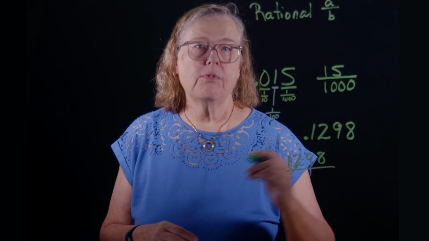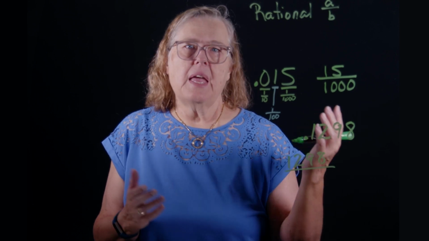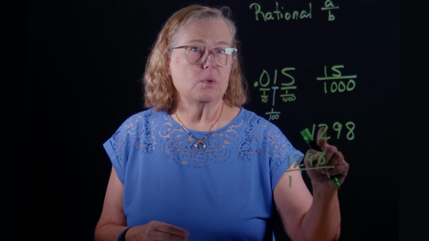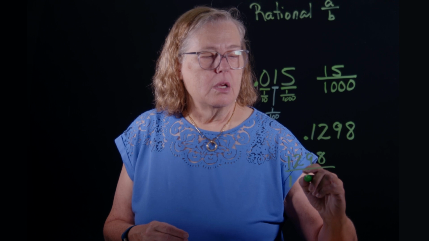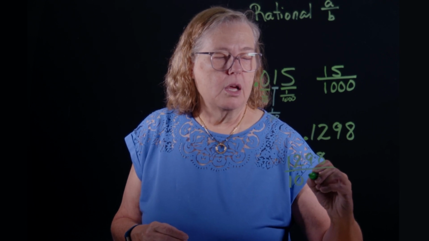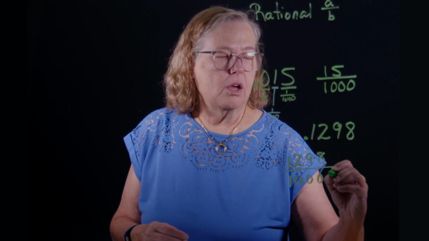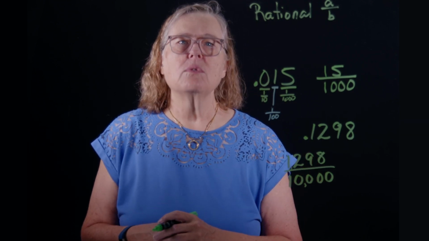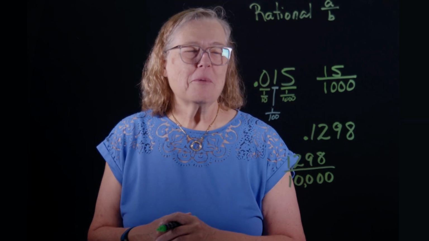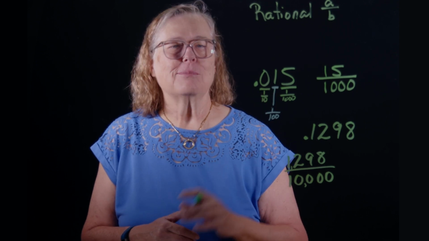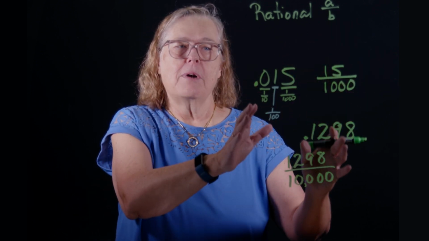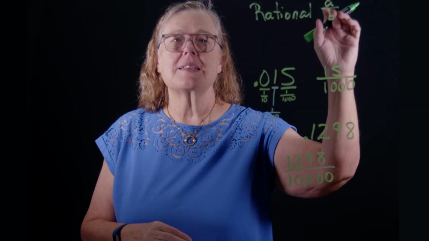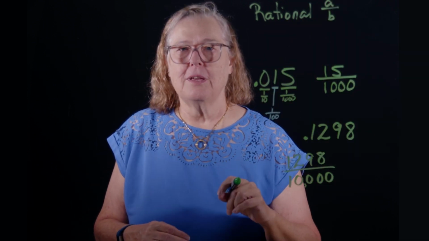I'm going to draw my little fraction bar. And then I'm going to say, how many zeros do I need underneath? What place am I putting it? Well, there's 1, 2, 3, 4. So I'm going to put 4 zeros. So it's 1,298 10,000ths. We are going to talk about reducing fractions, just not in this video. So that's how we can take a decimal and turn it into a fraction. We can see that it's a rational number because I can write it as A over B.